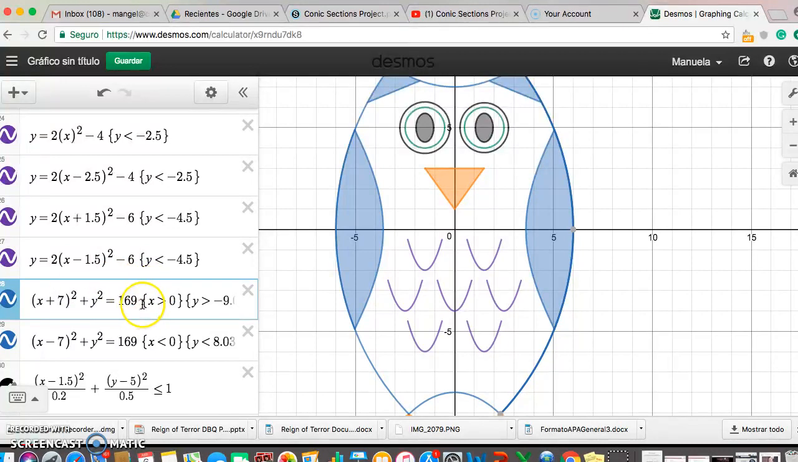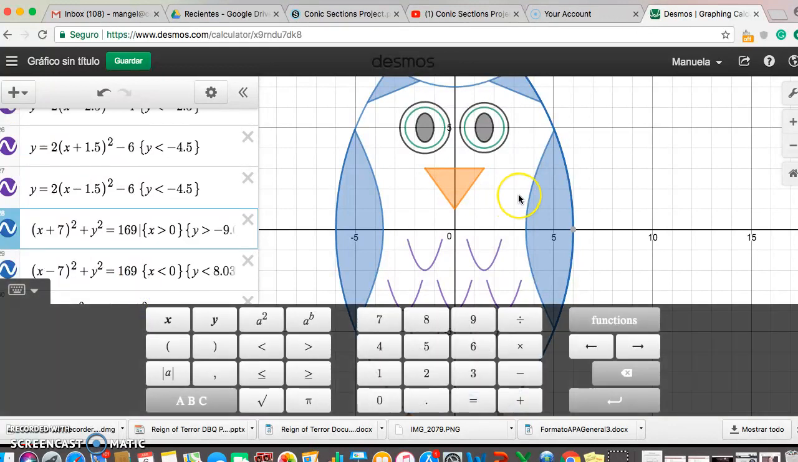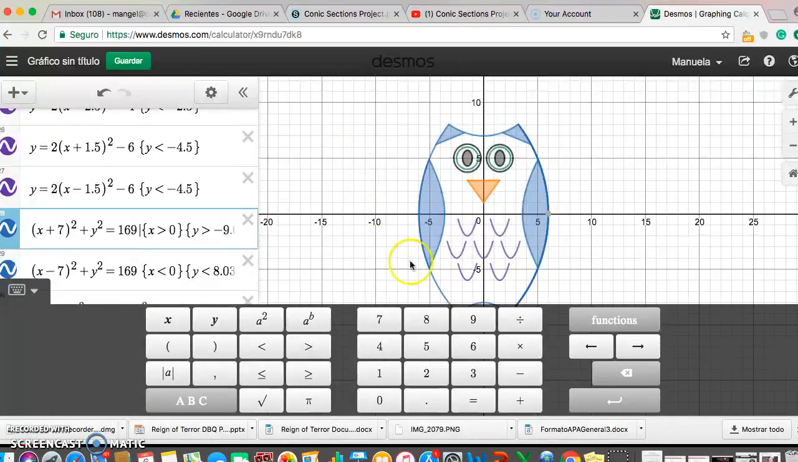Something else about the circle, you may see that it's not a complete circle, and it's because I restricted its domain and range. So for example, if I were to take off this domain and range that I restricted, the circle will go on. But if I put it back on, it just looks restricted to be able to actually make up the body of the owl.